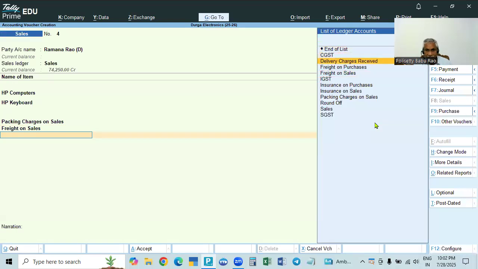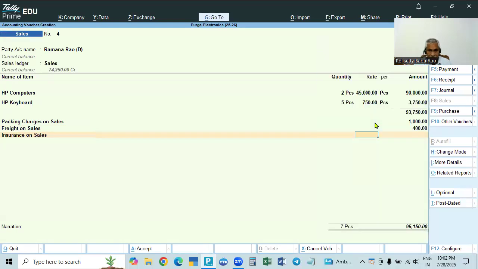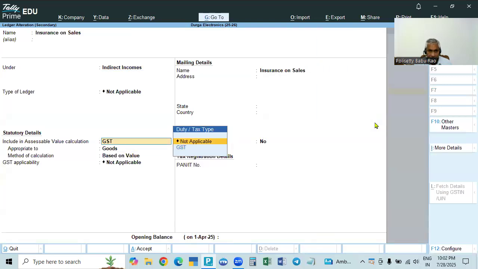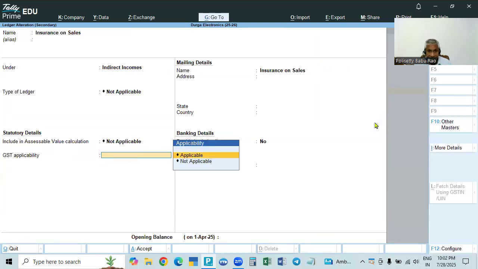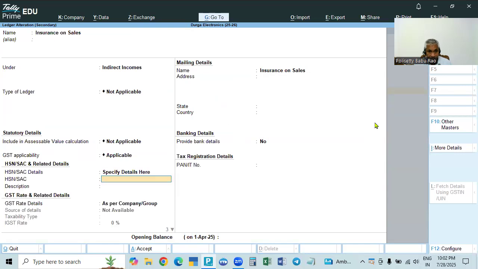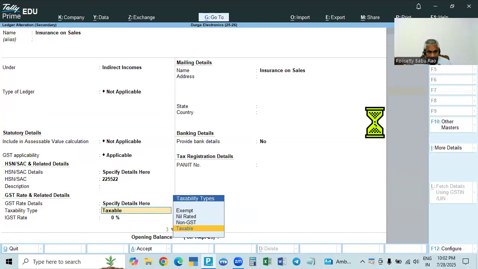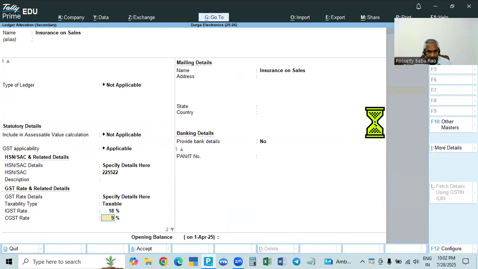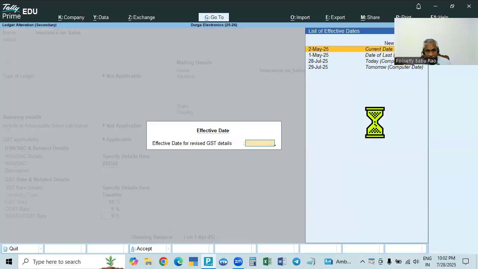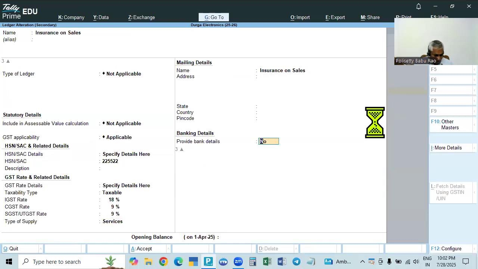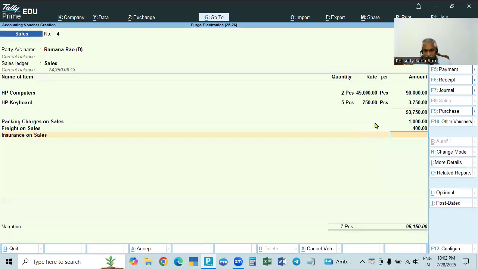And the other one is insurance on sales. For this also we calculate. The first method is not applicable. The second method we are taking as applicable. Specify the details here, 225522, from 2nd May, and taxable 18%, and here also from 2nd May it is applicable. That is the entry we are making on 2nd May, services. Now this also we will take as 400 rupees.